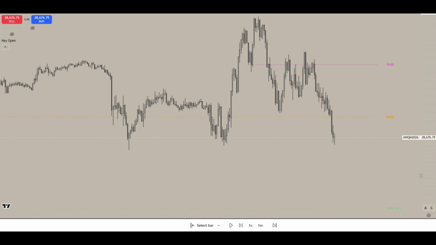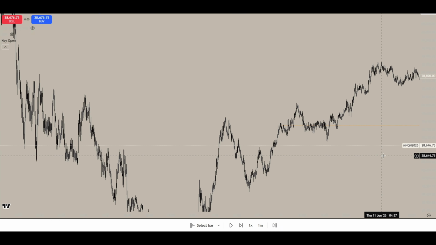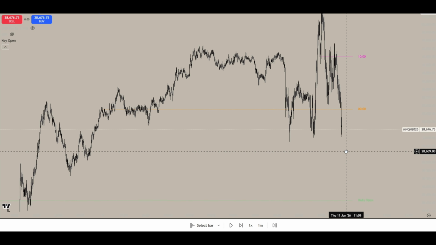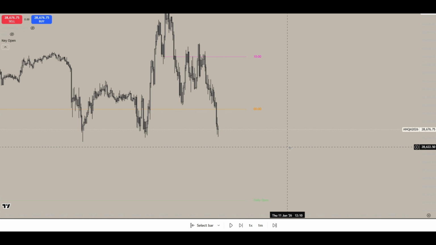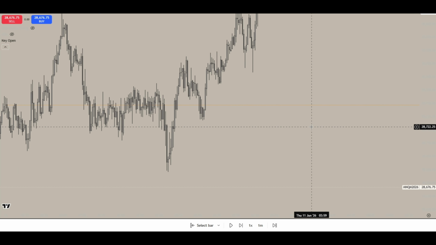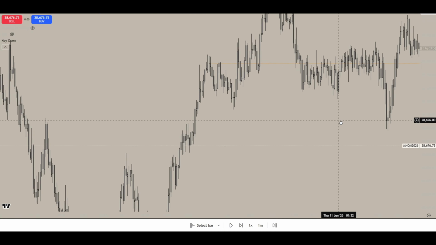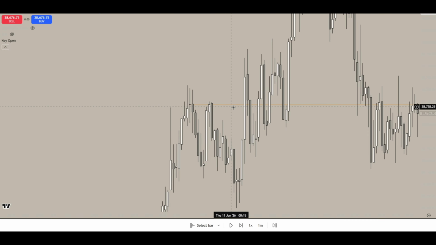So another thing that I want to mention that I've noticed is that Midnight Open doesn't really work as well in New York session. It's kind of similar to 10 AM. It works the best shortly after it opened, as you can see right here.